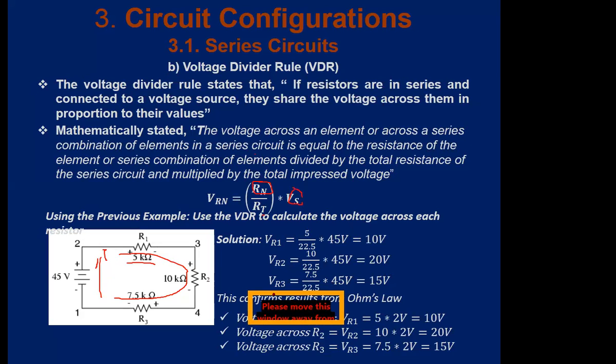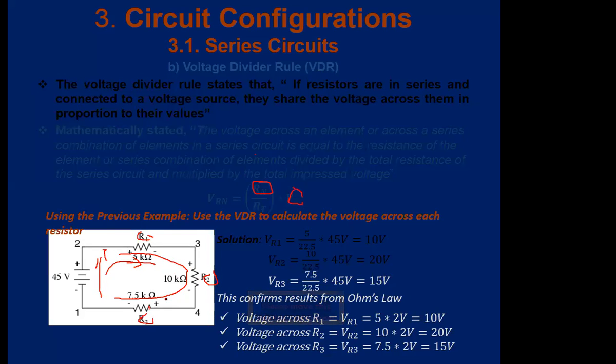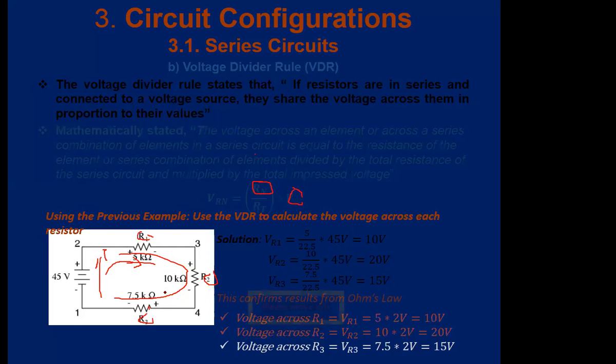So this also confirms Ohm's law. That means if you calculate the total resistance, then you use V is equal to IR for each component, you should get the same values of the voltages across those components.